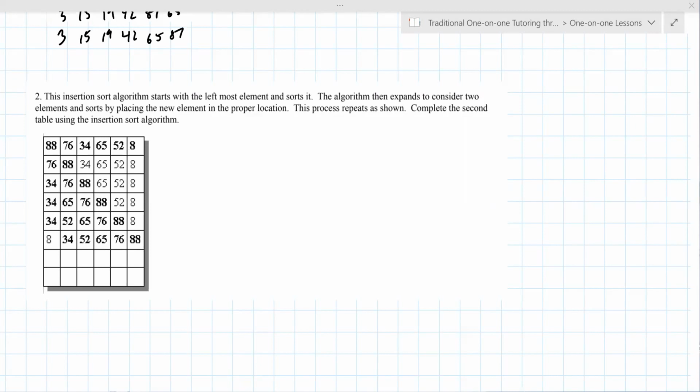Okay, so I'm not sure I follow. Okay, so 88 and 76, so they switch places. And then 88 and 34, 34 is smaller than 88, but it knows to push that into the front. So instead of just switching them, it does it by how big they are. Yes. So we can do this now together on the second one. I think it's pretty clear what needs to be done.